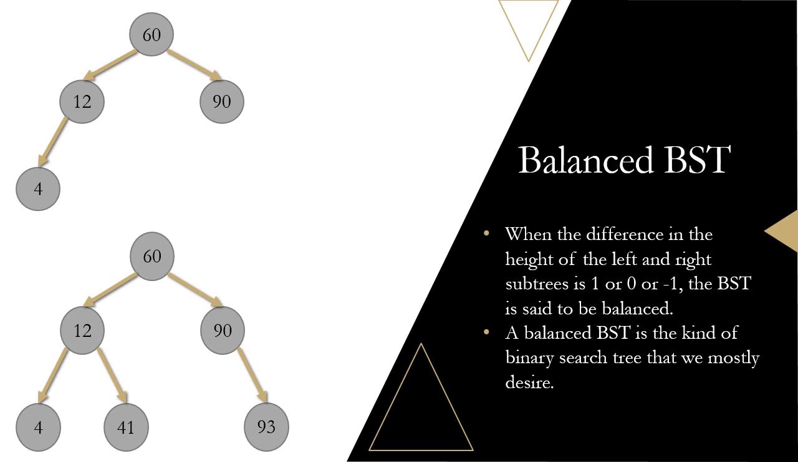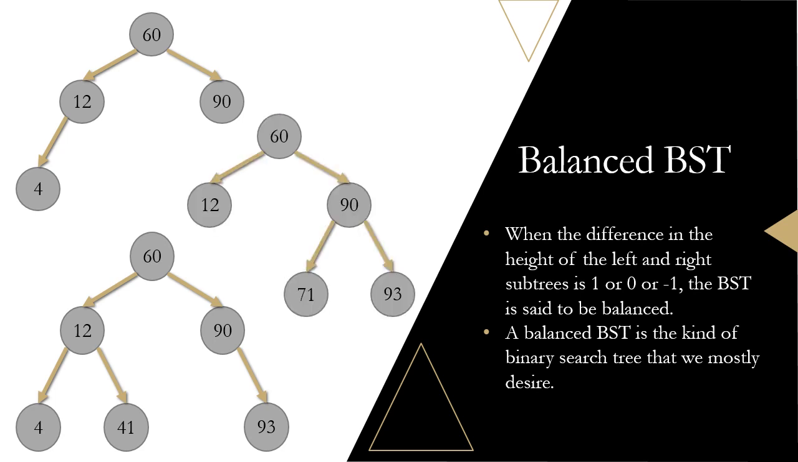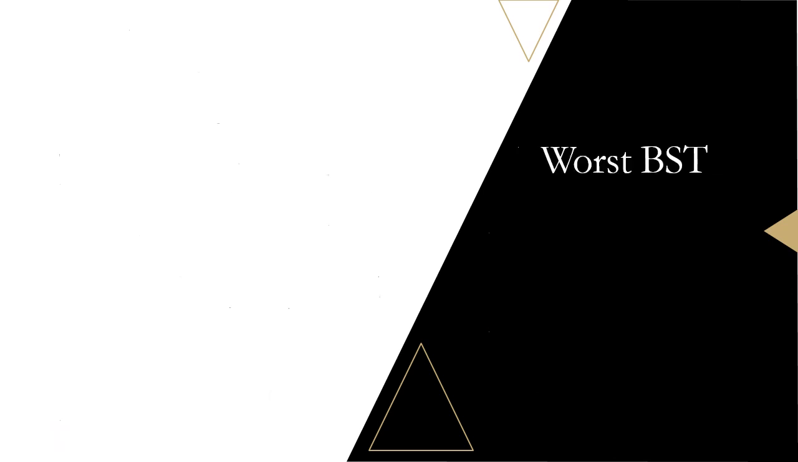This is another balanced BST. Height of both left and right subtrees is 2 and the difference is 0. And this is another example where the height of left subtree is 1 and the height of the right subtree is 2. So the difference is -1. The three examples shown here are all balanced.